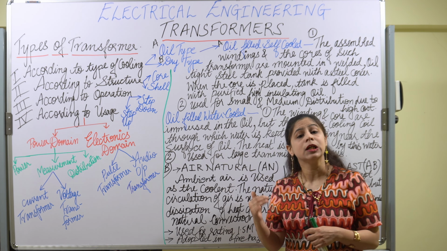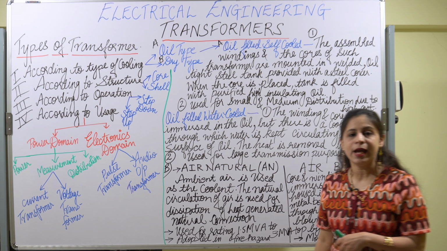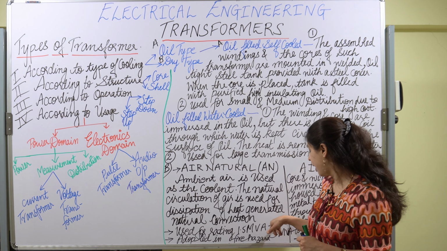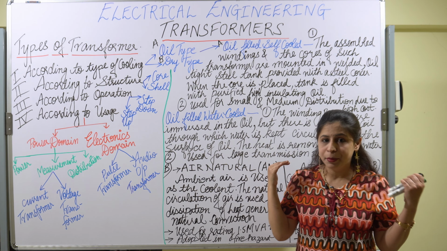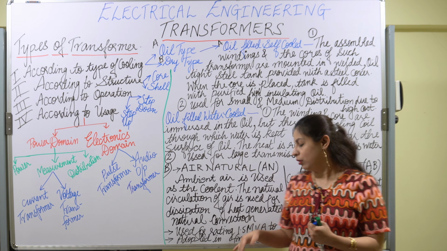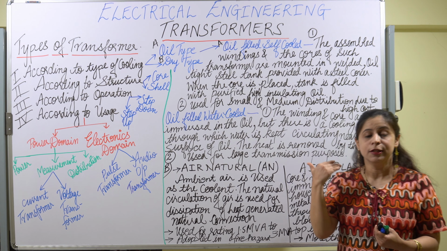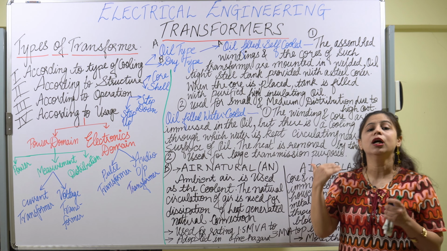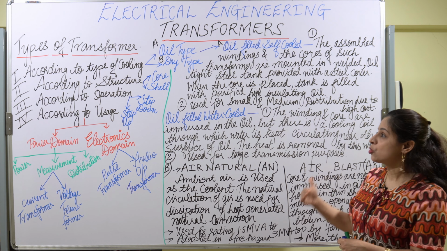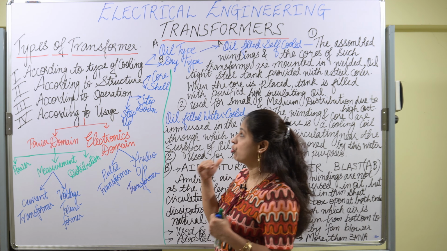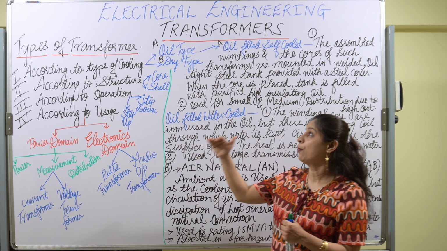The transformer gets cooled, and it is used for ratings of more than 3 MVA, because up to 3 MVA we can use air natural, but if we want a larger transformer of more than 3 MVA, then we need to apply the air blast technique. We need to install an air blast dry type transformer. So this was all about the types of transformer according to the type of cooling.